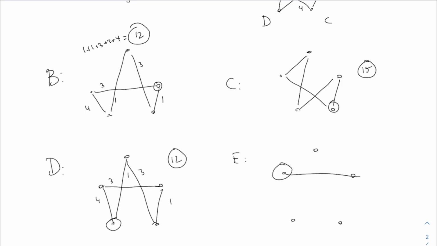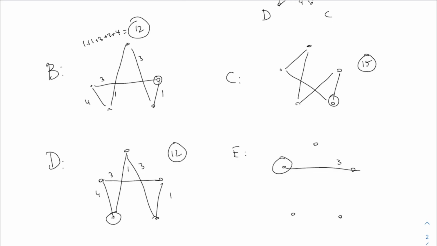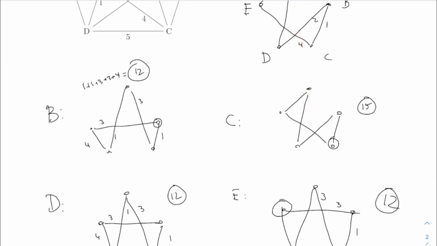Anybody agree you should go straight across first? Yeah, that was 3. And then down here for 1, and then up here for 3, and then down like that. All right. And this again is the same 12 from before. So these 3 are actually all the same answer, and the other 2 here are also the same answer, 15.